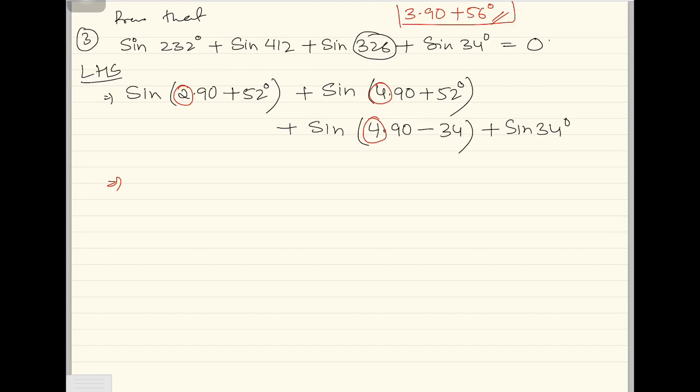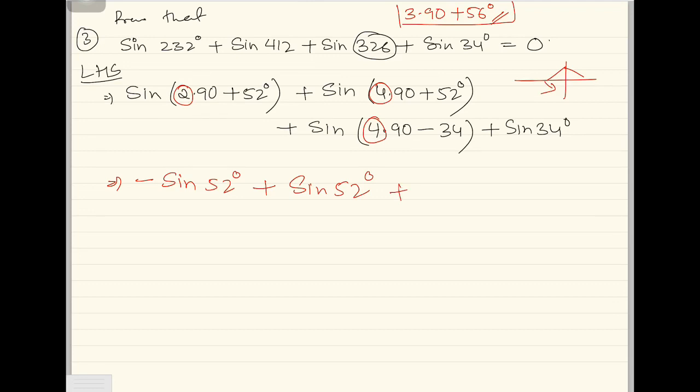So let's check. Let's make a small quadrant here. 2 into 90 plus 52 means 180 plus 52. That's in the third quadrant, isn't it? The third quadrant sign is negative, so minus, and because of even, the sine will remain sine, and 52 degrees. Plus the second one, 4 into 90, that's the full one round, plus 52 is in the first quadrant. So the sign is plus, and it will remain sine and 52 degrees, correct?